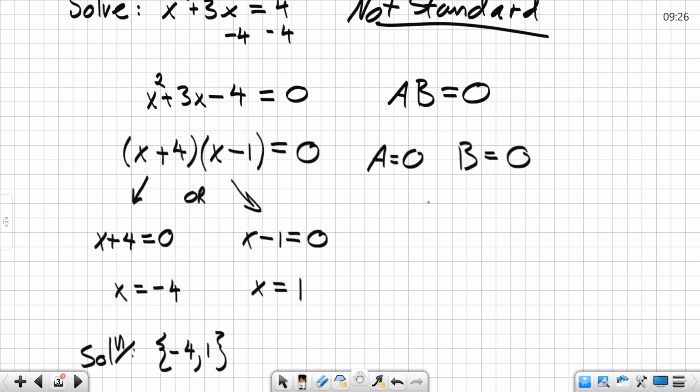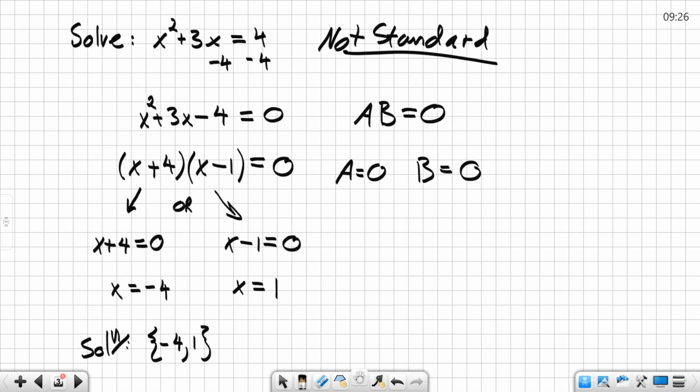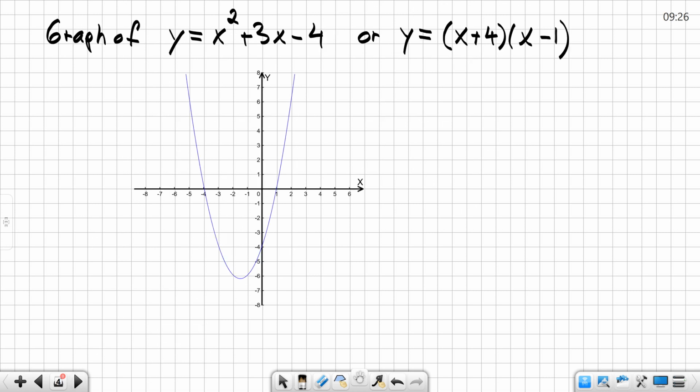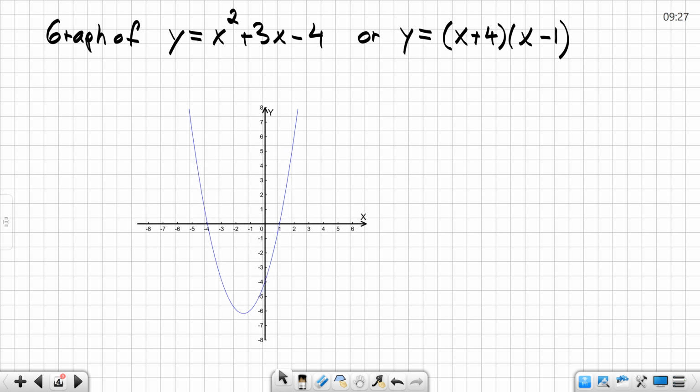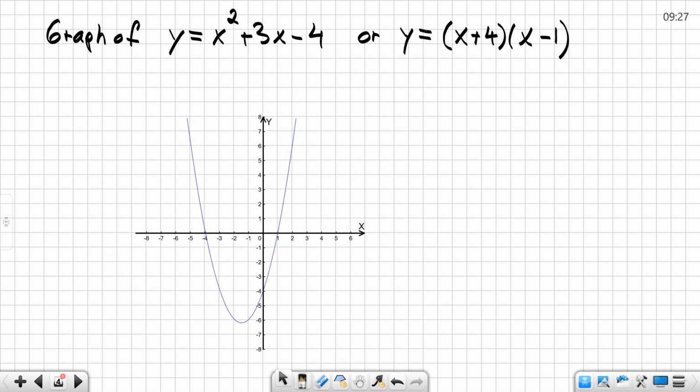Now, what does this all mean? Why are we even bothering solving quadratic equations? Well, let's have a look at the graph of something. Here's the graph of y is equal to x squared plus 3x minus 4. Remember that we have solved this equation. We have just solved 0 is equal to x squared plus 3x minus 4.